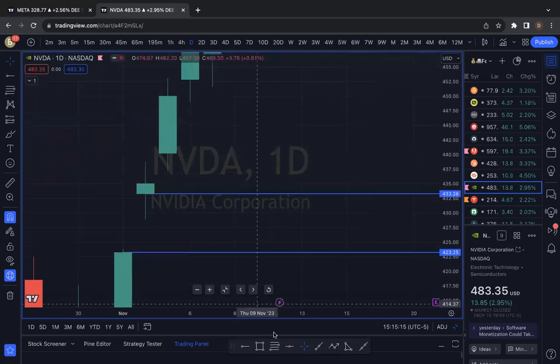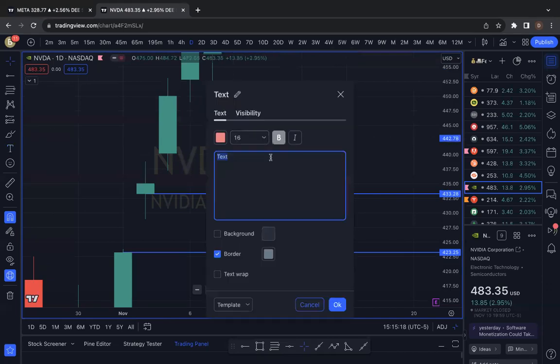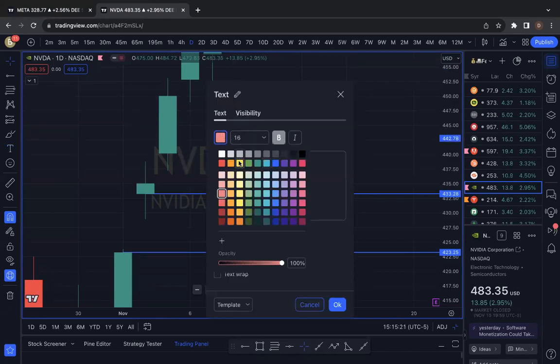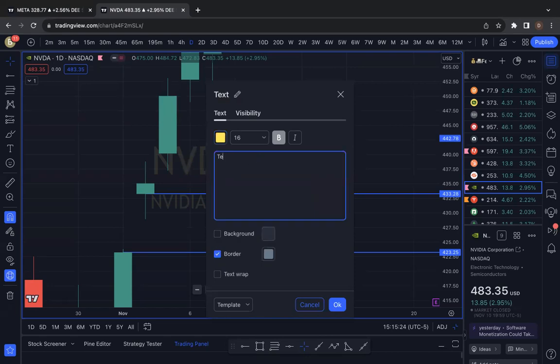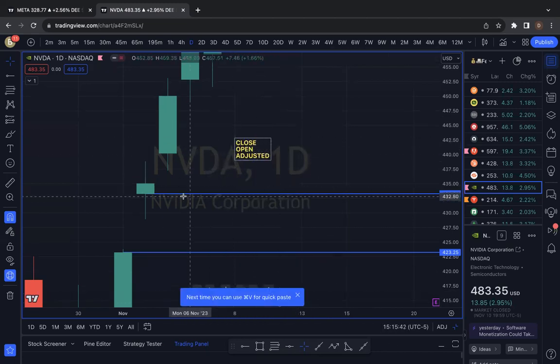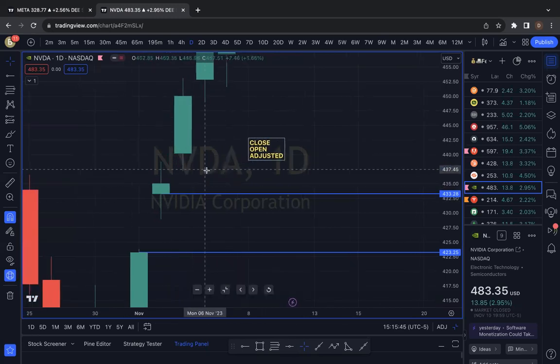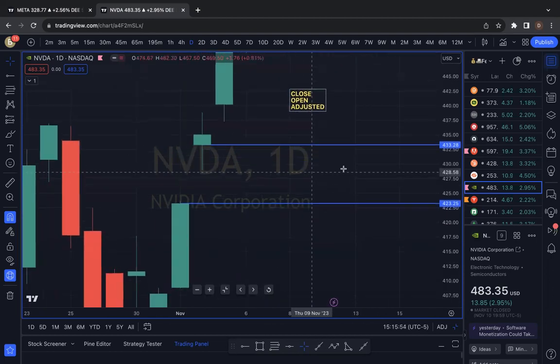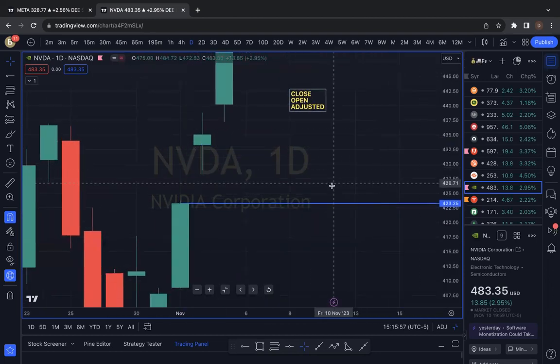So the way you draw a gap, this is what I want you to remember, and this is what I want you to write down. It's from the close to the open and then adjust it. Okay. Close, open, adjusted. That's what I want you to write down. Close, open, adjusted. Okay.